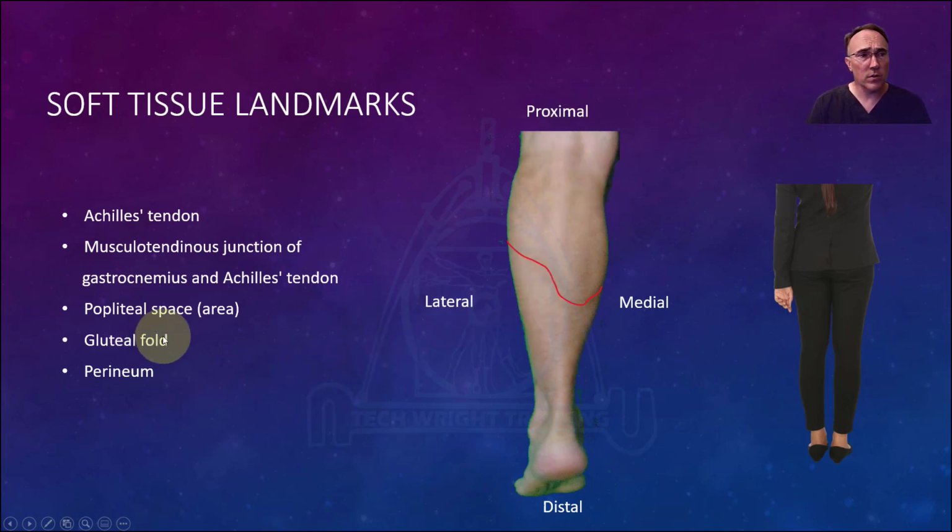The gluteal fold. So the gluteal fold is just what you think it would be. So it's the fold of the gluteus back here. You can see there's a little fold right in here. That's the gluteal fold. And then the perineum is just a name for the groin. So groin or the crotch is often referred to as the perineum.